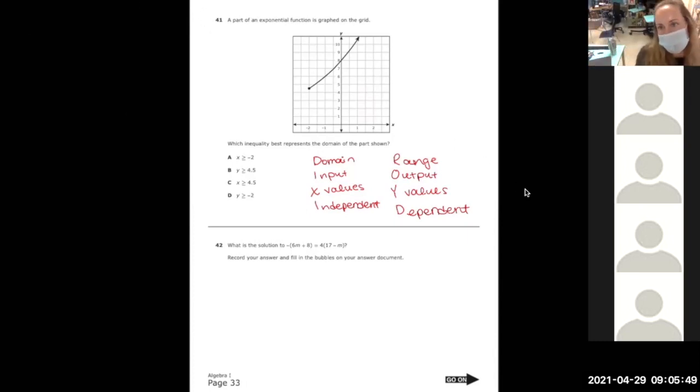Okay, so we know the domain goes with x, so we can automatically cross off B and D. And so now it's between x is greater than or equal to -2 or x is greater than or equal to 4.5. So the 4.5 comes from here and the -2 comes from here, right? And remember, domain is x values, so we're going to be using the number that's on the x-axis, and therefore it is A. The 4.5 would have been a number used for the range.